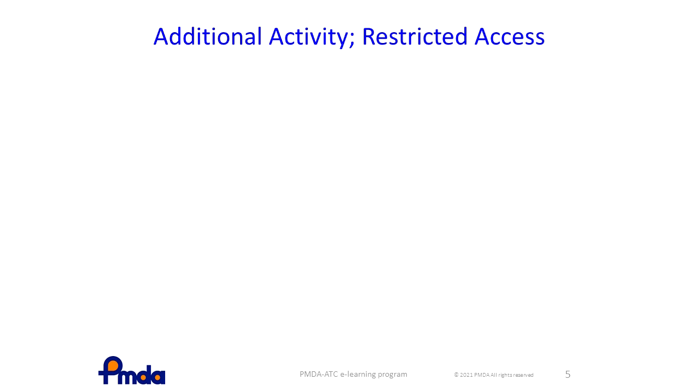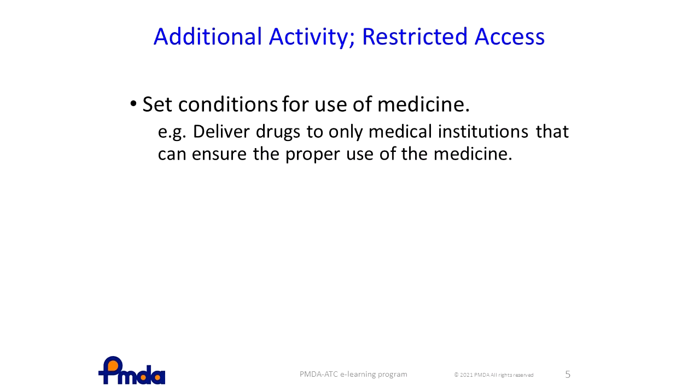Second example is restricted access. There are some cases where restrictions of access to the drug are specified to control the risks and maintain proper risk-benefit balance as a part of additional risk minimization activities. For example, deliver drugs to only medical institutions with expert physicians who have a special training program and can ensure the proper use of the medicine.